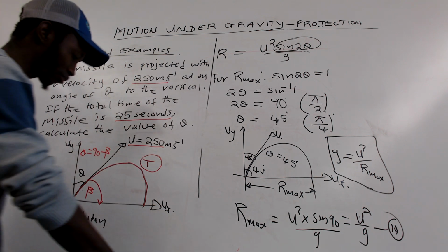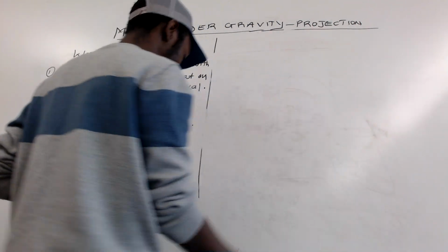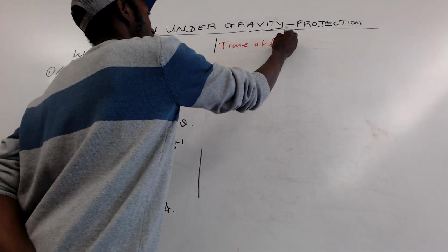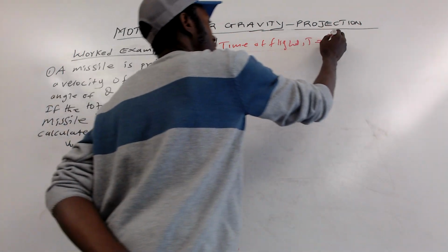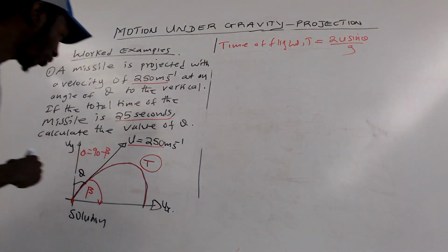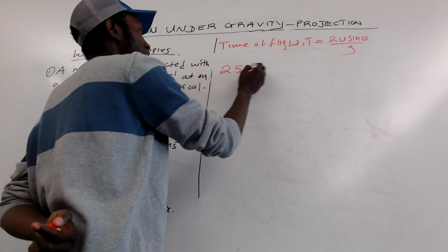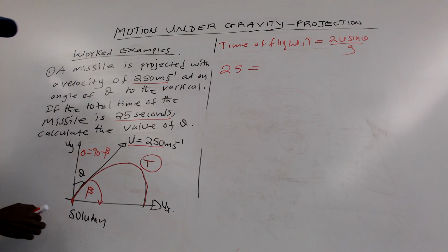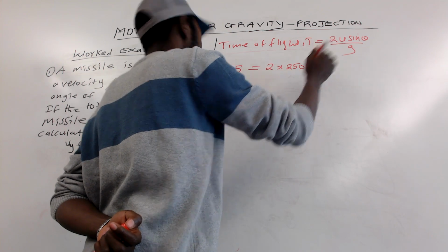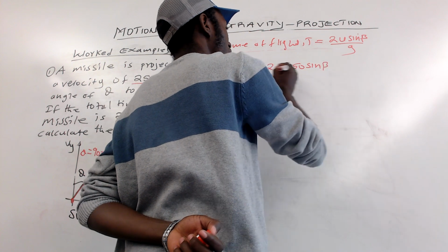So we need to know the formula for time of flight. The time of flight, which is big T, is 2u sine theta all over g. This is the formula, and we are given the time of flight to be 25 seconds. So 25 equals, with the initial speed u as 250, 2 times 250 sine, in this case not theta, we are looking for beta, sine beta all over g.